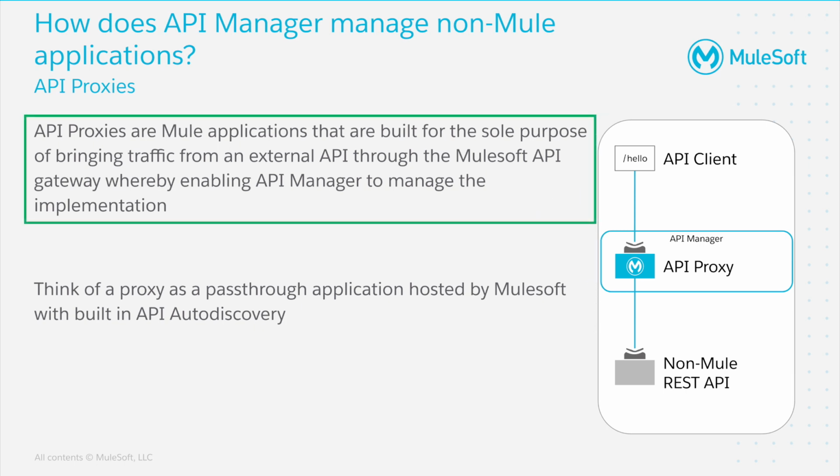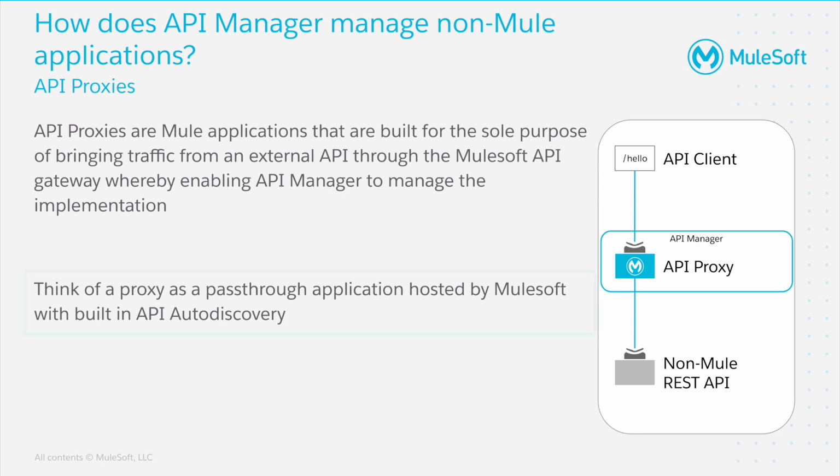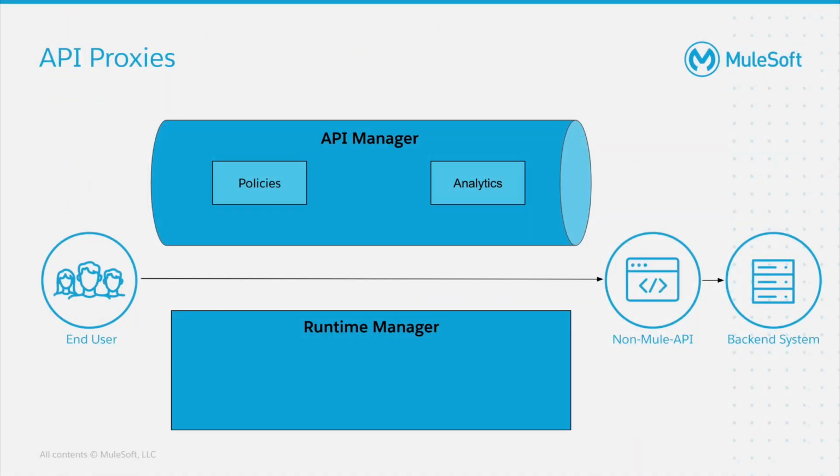API proxies are Mule applications with the purpose of bringing traffic from an external API through the MuleSoft API gateway to enable API Manager to manage the implementation behind the API proxy. Think of it like a pass-through application which has automatically built in the concept of API Autodiscovery when you deploy your Mule API proxy. And because our API Manager and proxy solution exists, enterprises can have a single way to secure and govern all of their APIs. We've seen that many enterprises want to make security easier, and this is exactly one way to help achieve that vision. Let's look a little deeper into how API Manager, your non-Mule API, and your API proxy play together.